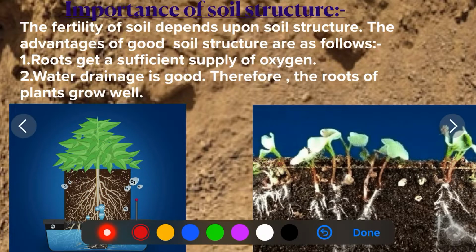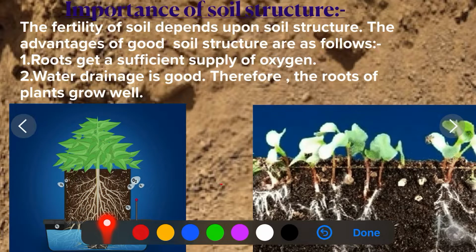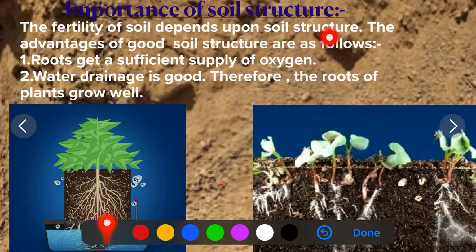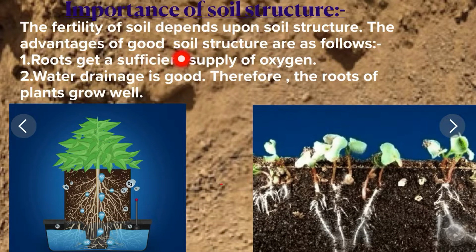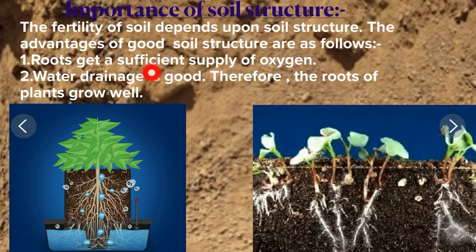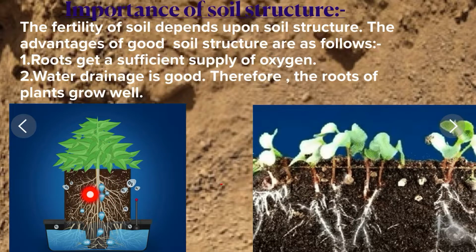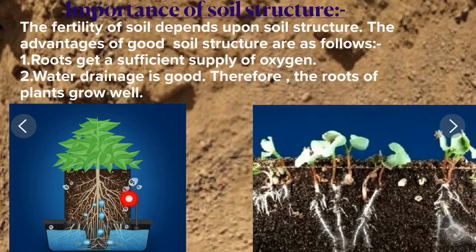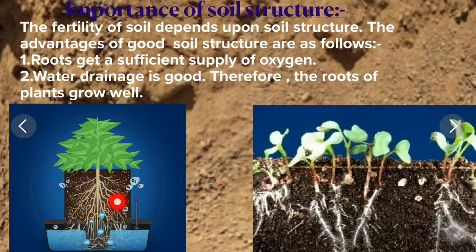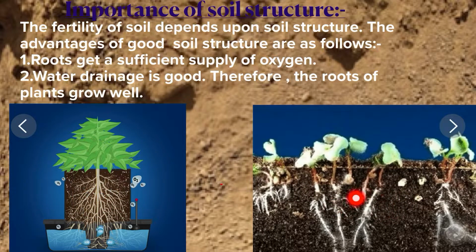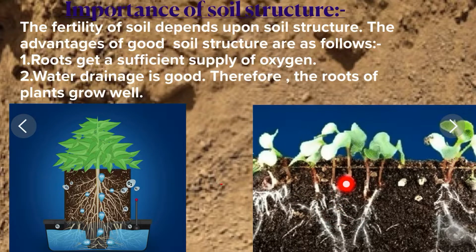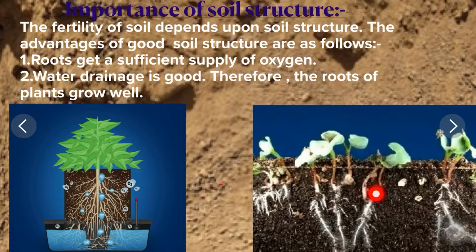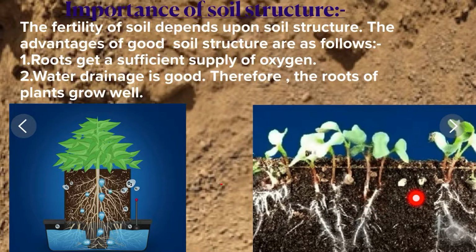Importance of soil structure. The fertility of soil depends upon soil structure. The advantages of good soil structure are as follows. Roots get a sufficient supply of oxygen. If the fertility of the soil is good, then the roots will get a sufficient supply of oxygen as well as minerals. Water drainage is good, therefore the roots of plants grow well.